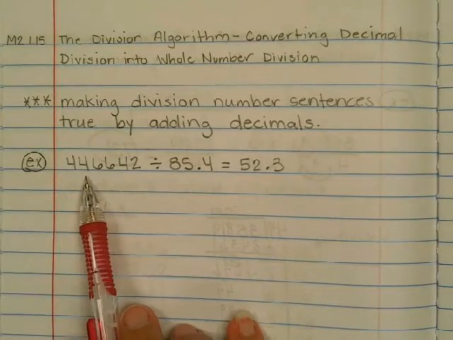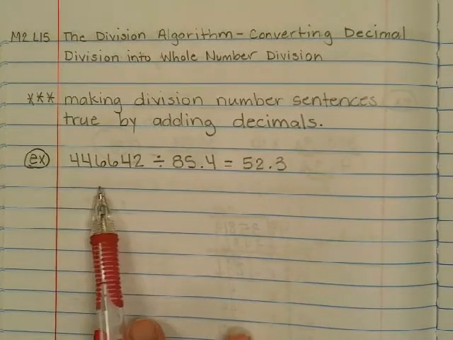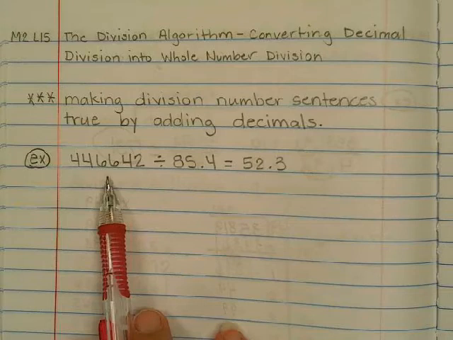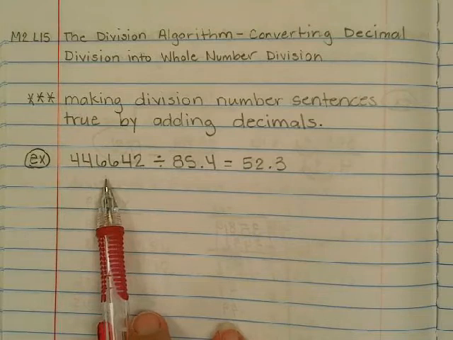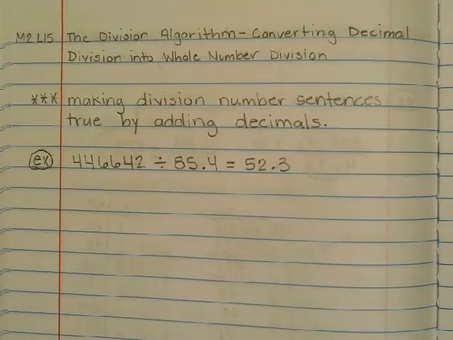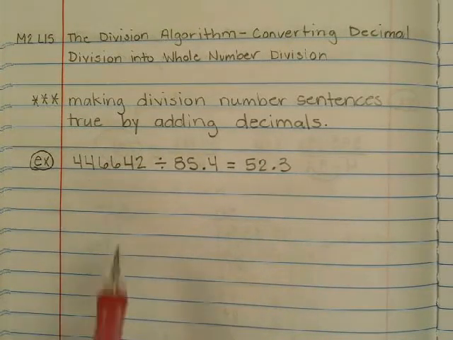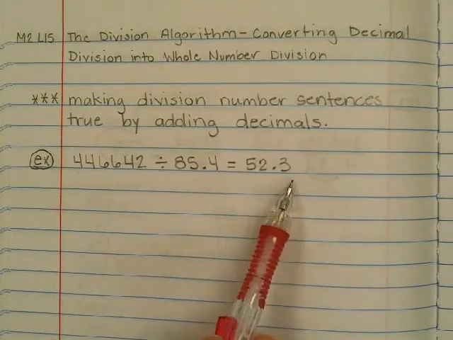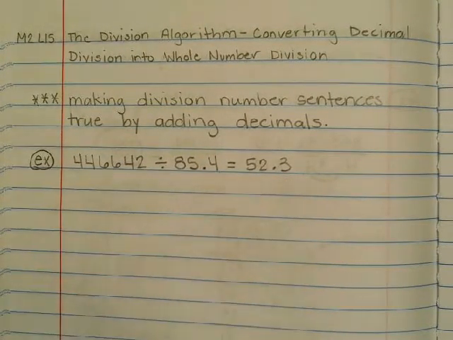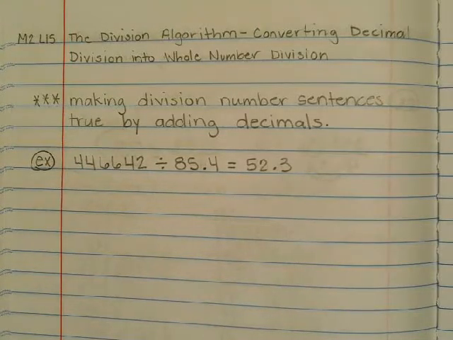So for example, if this is my problem, 446,642 divided by 85 4/10 is equal to 52 3/10. What I have to do is figure out where the decimal needs to be in the dividend. There's already a decimal in the divisor. There's already a decimal in the quotient. So now what I have to do is figure out where would that be in my dividend.